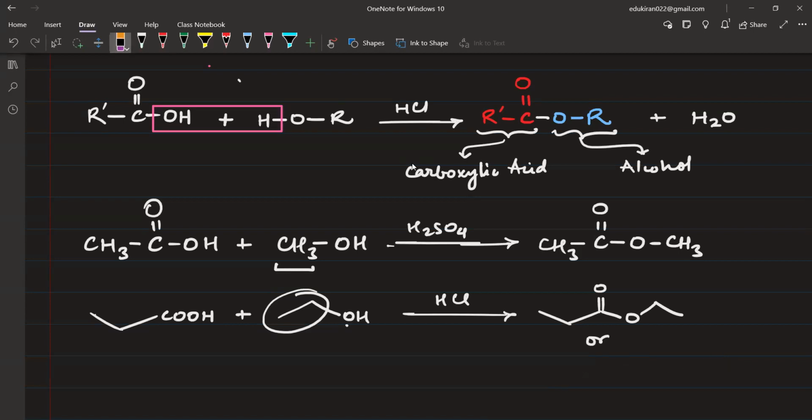Now, if you feel like it. But I would say the better way is this one only, because from here you can easily identify that this part is coming from what? This part is coming from the alcohol, and this portion is coming from the carboxylic acid, and also this double bond.